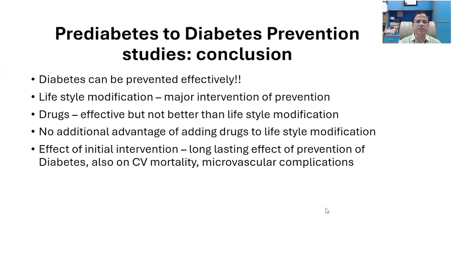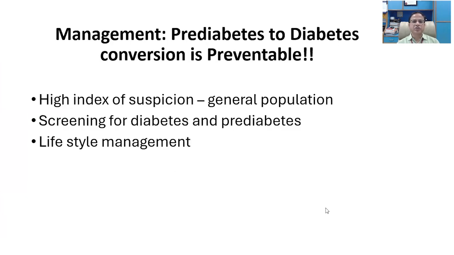So if we conclude from all these studies, diabetes can be prevented effectively and easily just by lifestyle modification. Drugs can also be used, but they do not provide any additional advantage over lifestyle modification. And I have not shared the data, but the effect of this initial intervention is long lasting, and it prevents cardiovascular mortality and microvascular complications even 15 to 20 years after the intervention has ended. So we know that progression from pre-diabetes to diabetes is easily preventable.